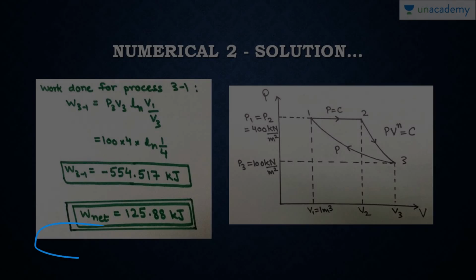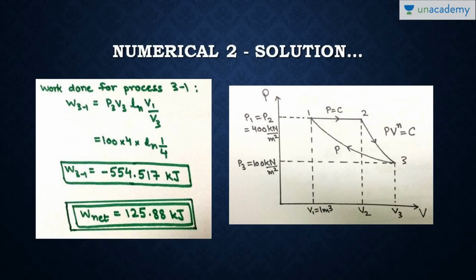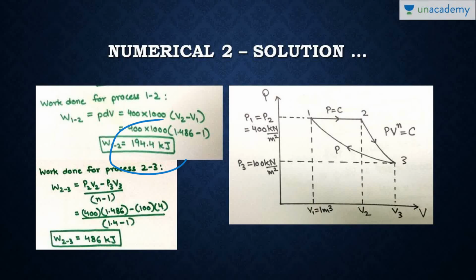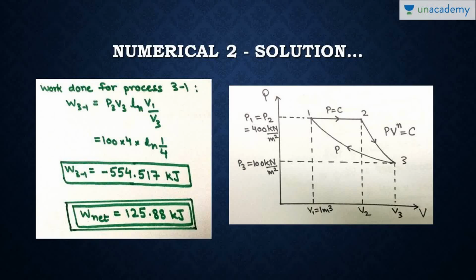Next you have to find the work transfer from 3 to 1. Work transfer from 3 to 1 is P3 V3 natural log of V1 by V3. P3 is 100, V3 is 4, natural log of V1 by V3. So work transfer from 3 to 1 is 554.517 kilojoule. See, this is towards right, this is towards right, this is towards left. This is already negative, don't make it minus minus plus, and the net work transfer would be 194.4 plus 486 minus 554.5. So the net work transfer is 125.88 kilojoule, which is this inside area.